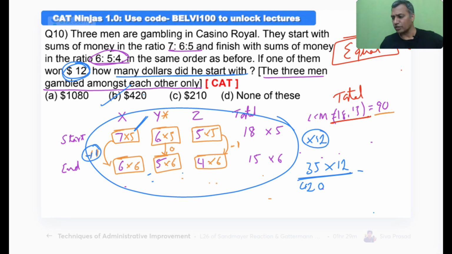Is this a level one question? Okay, your question is, is this a level one? For me, it is level one.